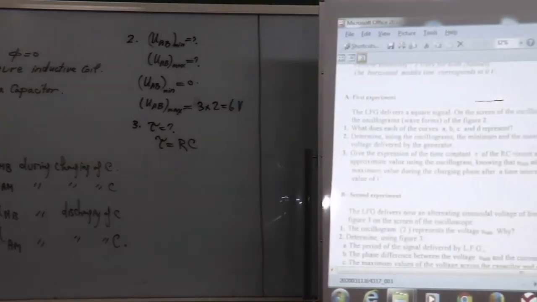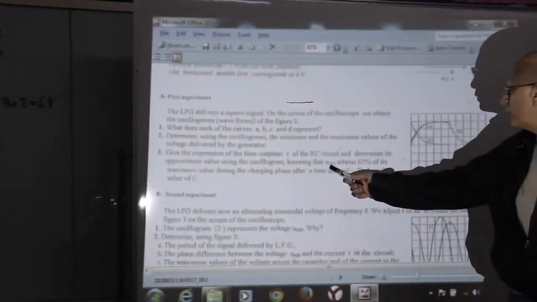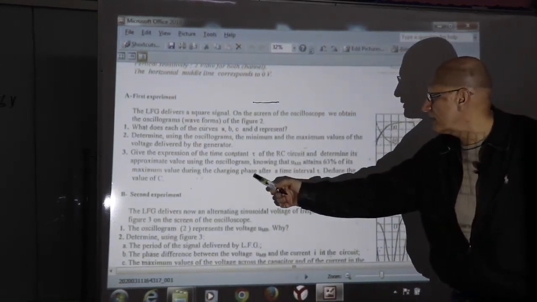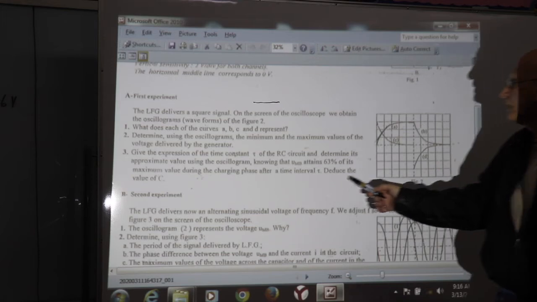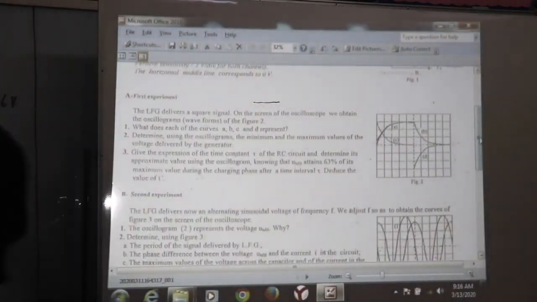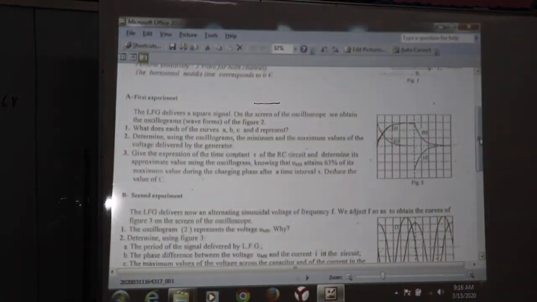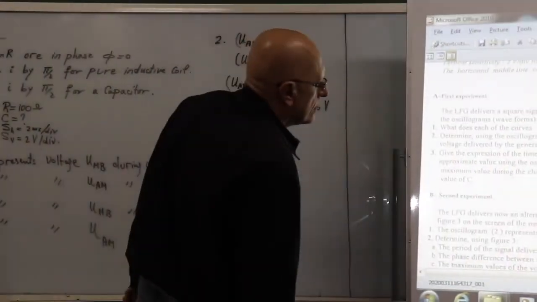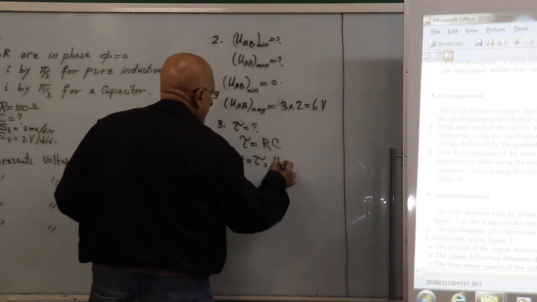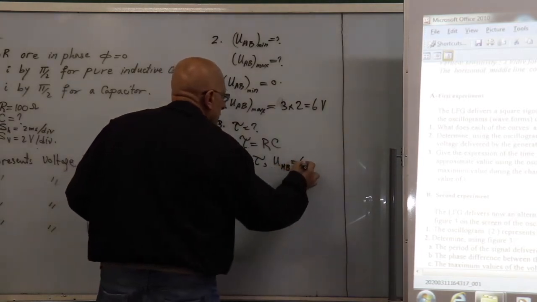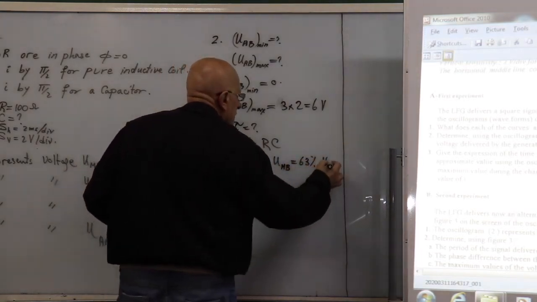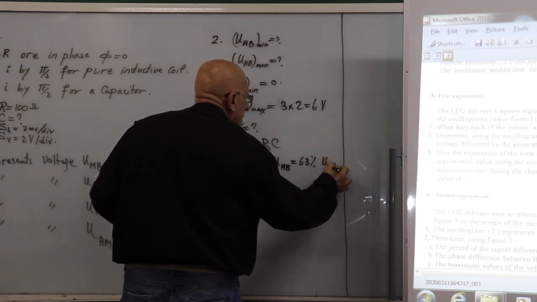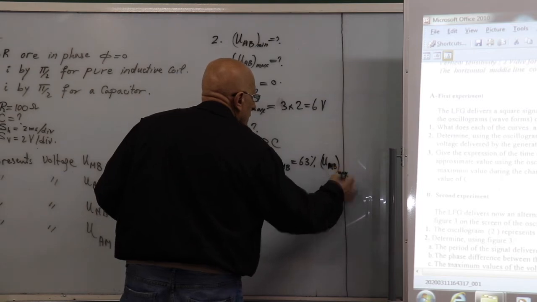Okay, to determine tau, he is saying that the voltage UMB attains 63% of its maximum value during the charging after time tau. So he is saying at t equal tau, UMB is equal to 63% of its maximum value, UMB maximum. Okay.